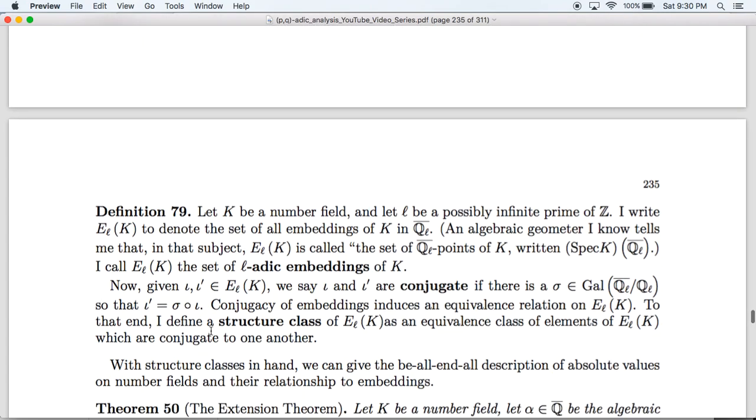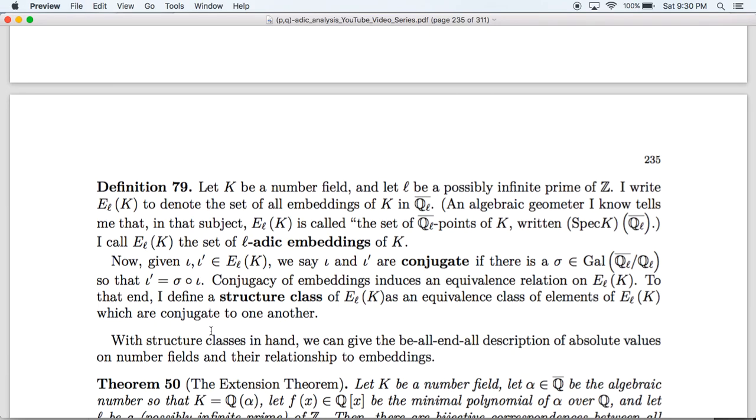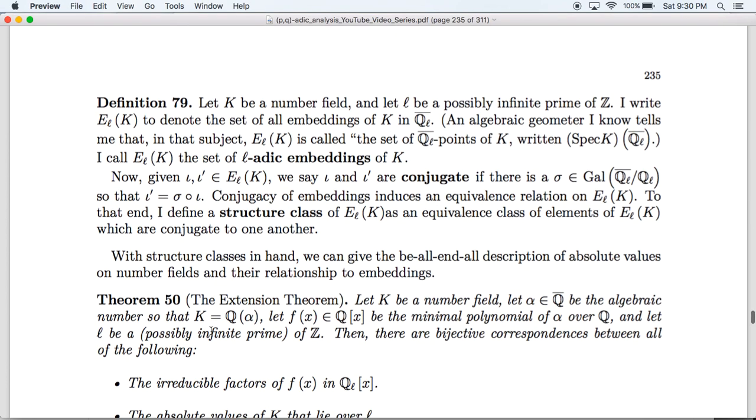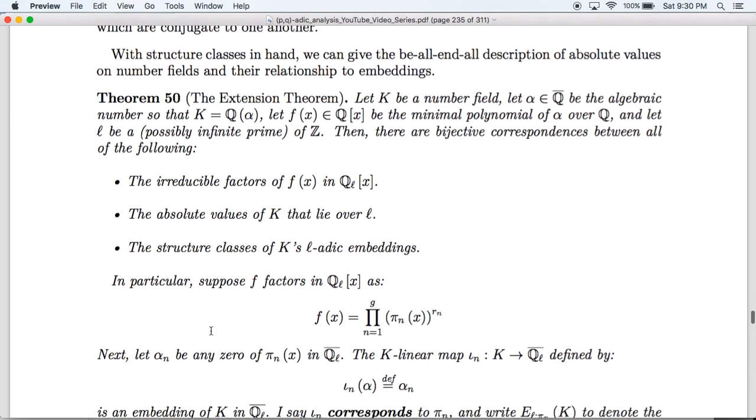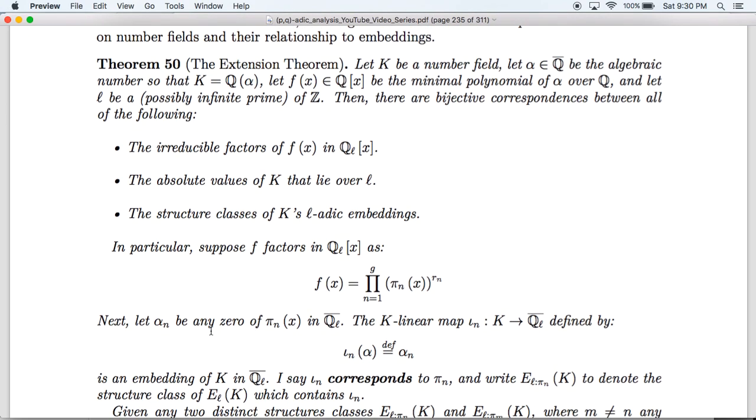And so with structure classes at hand, we can give the be-all, end-all description of absolute values on number fields and their relationship to embeddings. This is the extension theorem, as Neukirch calls it. Let K be a number field. Let alpha be the algebraic number that generates K over Q. Let F be alpha's minimal polynomial over Q. And let L be a possibly infinite prime of Z. Then there are bijective correspondences between all of the following.